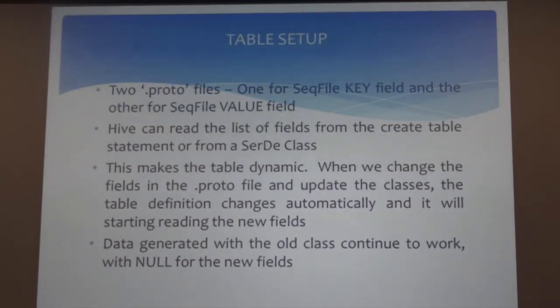So, the table setup for this. As I had mentioned earlier, to do protocol buffers, you need .proto files. So I created two .proto files, one for a key and another one for a value. This key had multiple fields inside it, like name and phone number or serial number and things like that.